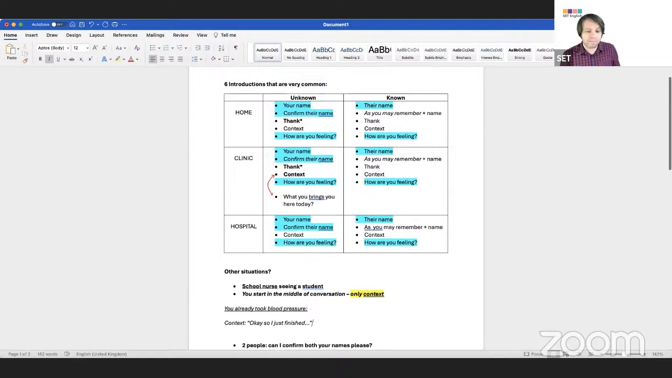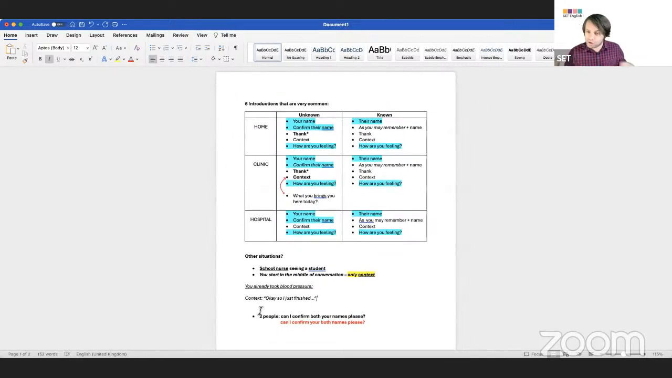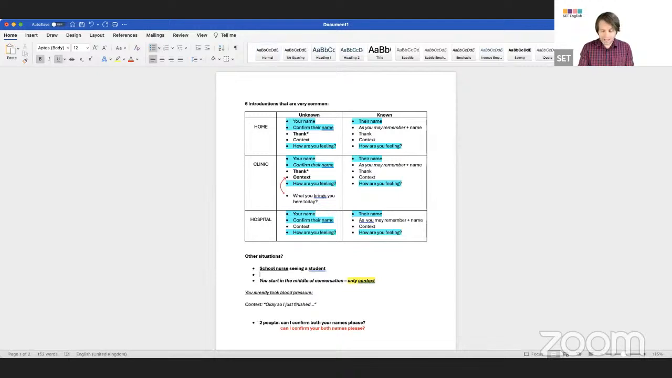I can see it's nice to have you here with such clear answers. Are there any other problems? Other situations we might have difficulties with? You can have a different situation. You can have two people. You can start in the middle. Is there anything else people are worried about for introducing yourself?